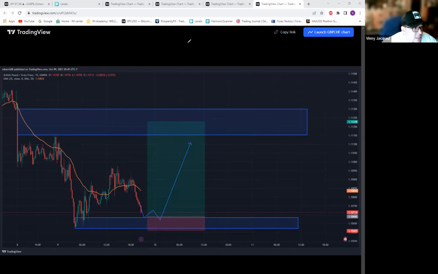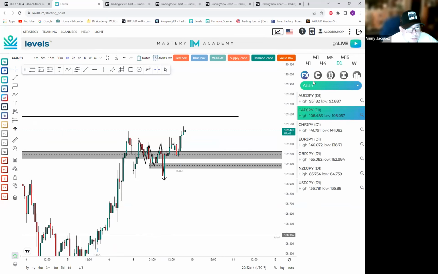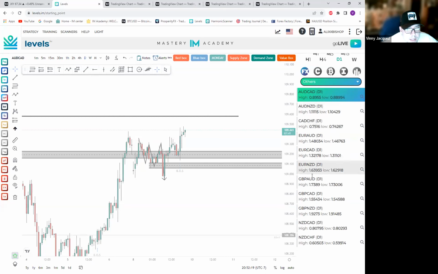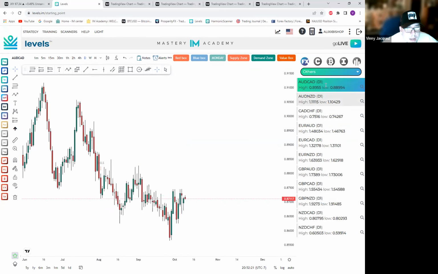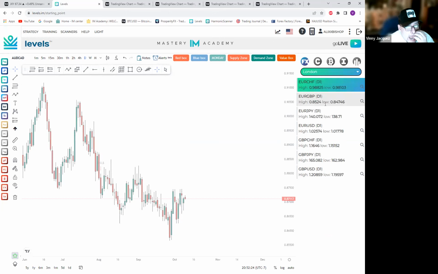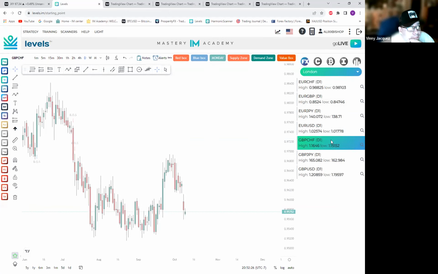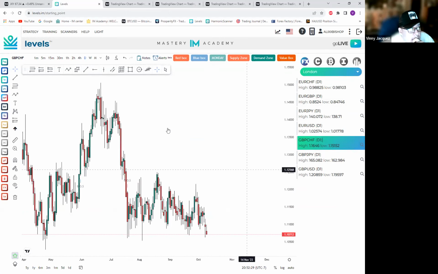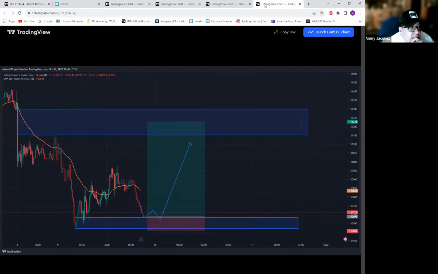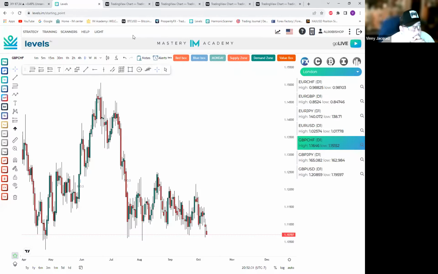Let's see. This is GBP Swiss. Let's just take a look at it real quick. GBP CHF, right? Am I tripping? 15-minute? Oh, man. Oh, we're on a daily. I was like, that is not nice.